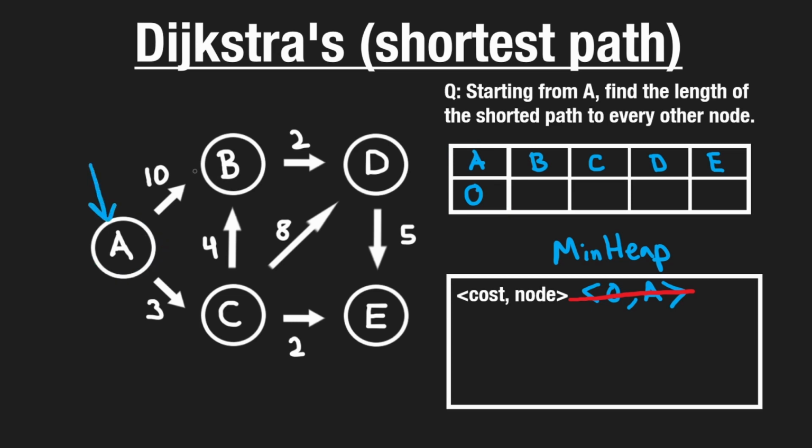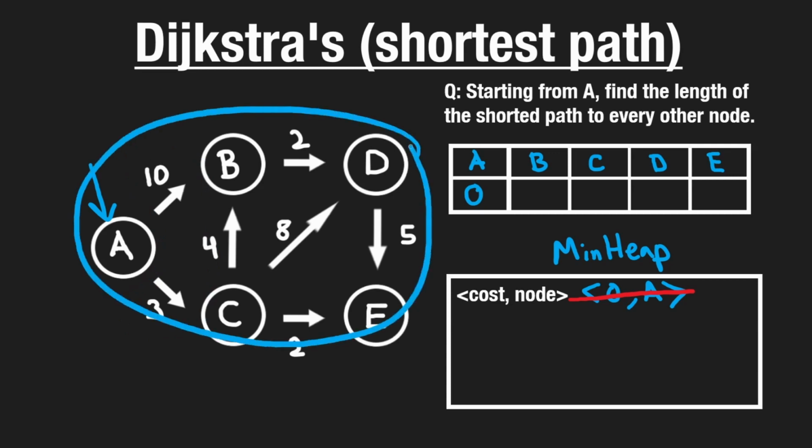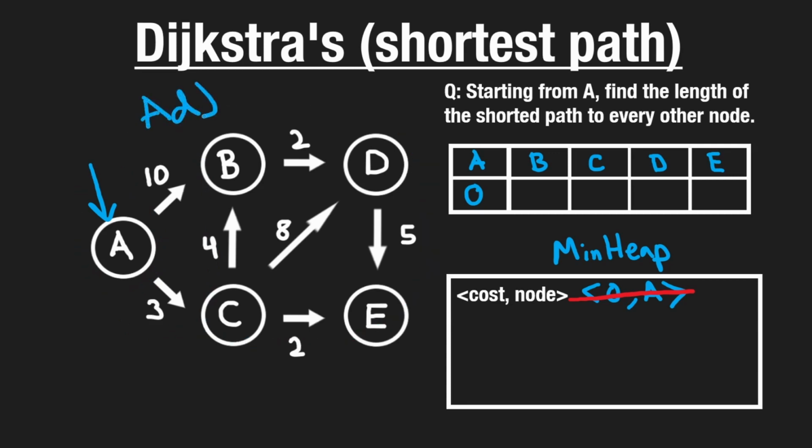And now we're just going to go through its list of neighbors. Since we're going through that list of neighbors, you can probably tell that the easiest way to represent this graph is going to be with an adjacency list. So we're going to go through the list of neighbors of A and push them onto the heap. But what we're going to push is going to be the cost to reach each of these nodes. We have two nodes in this case, B and C.